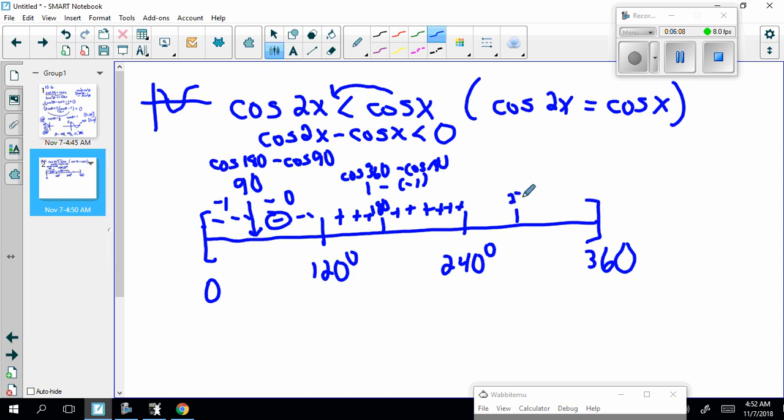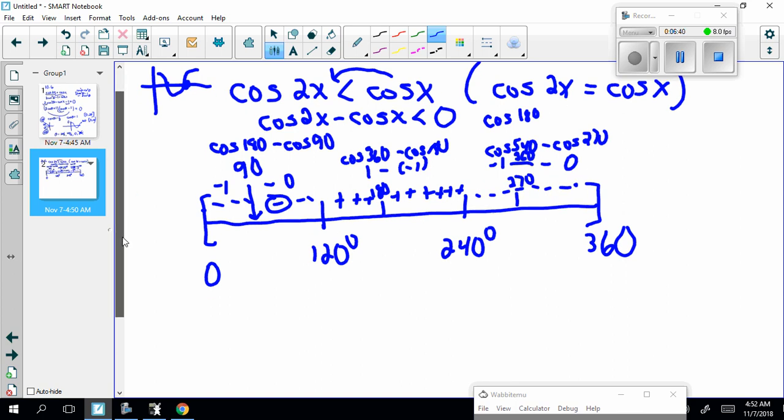and 270. I don't know if I know cosine 270. Yes, I do. 0. So it's cosine 540 minus cosine 270. And that's 0. 540 is hurting my brain. So 360 off from it, and 180. But that's negative 1. And it's negative.